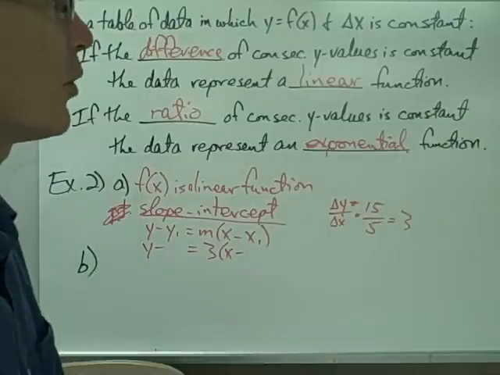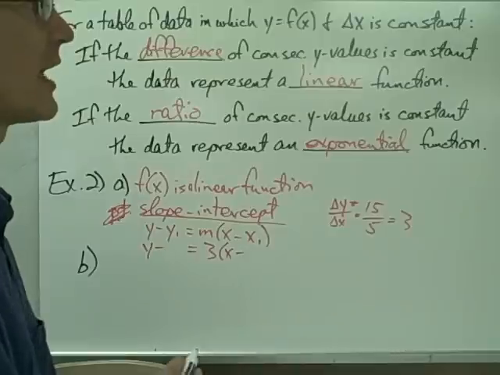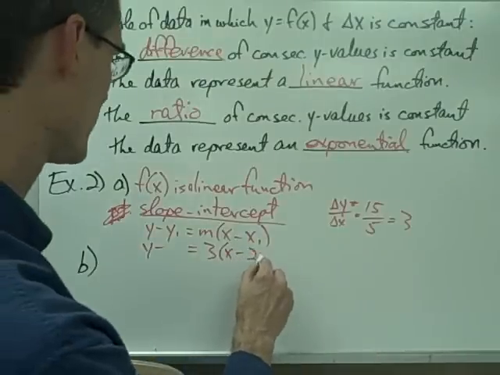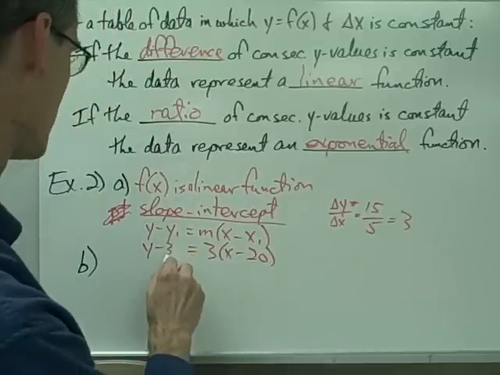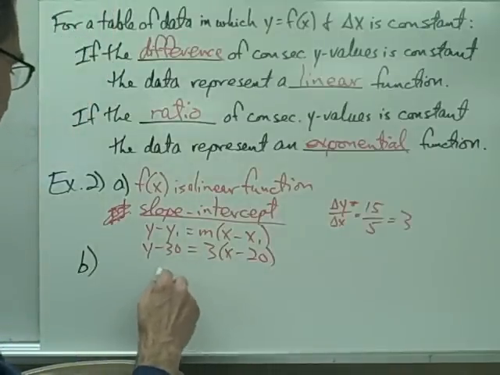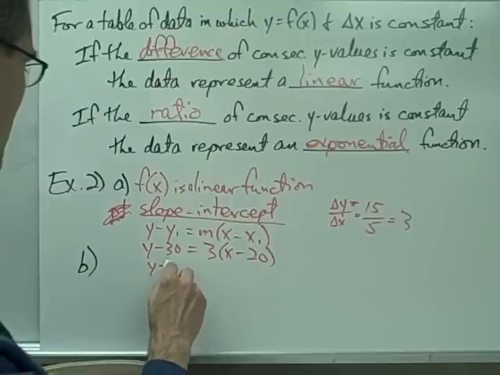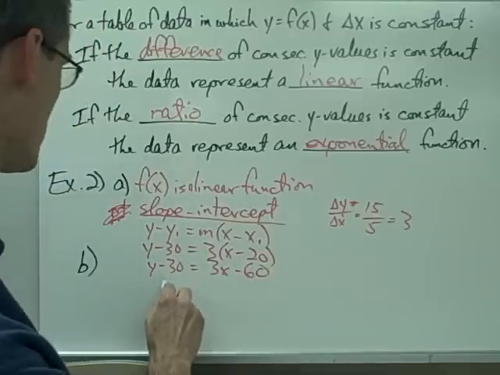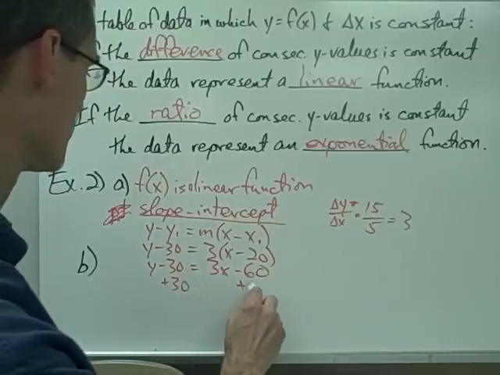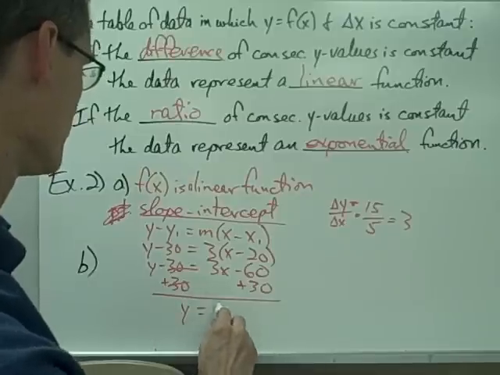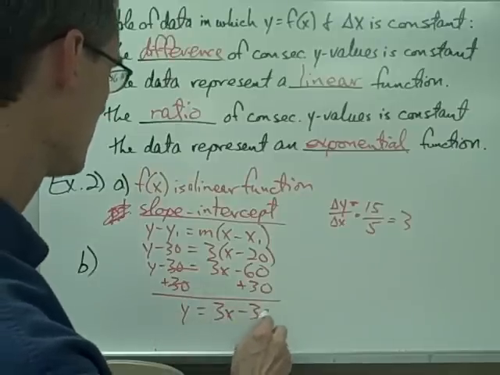Well, I've got a whole set of points here. Let me just take this first set of points. X equals 20 and y equals 30. And let's see, I do a little bit of algebra here, and that gives me y minus 30 equals 3x minus 60. I add 30 to both sides, and I get y equals 3x minus 30.